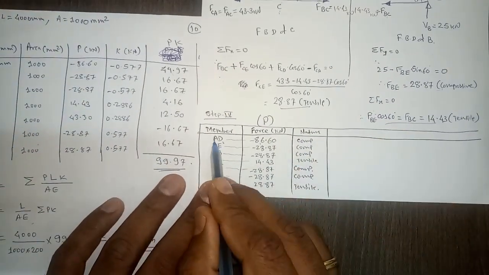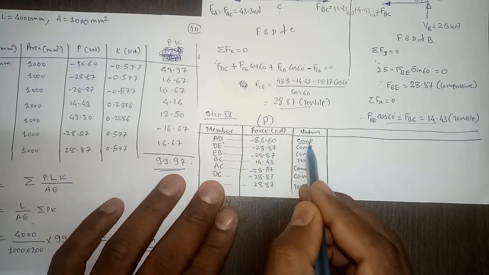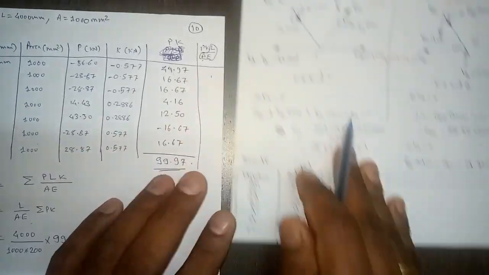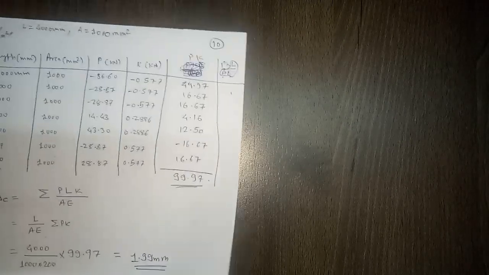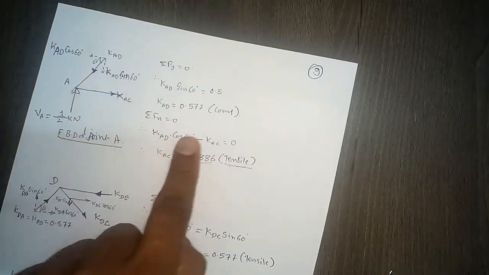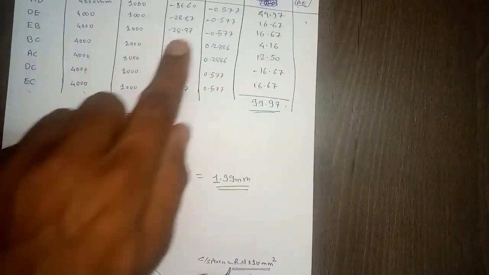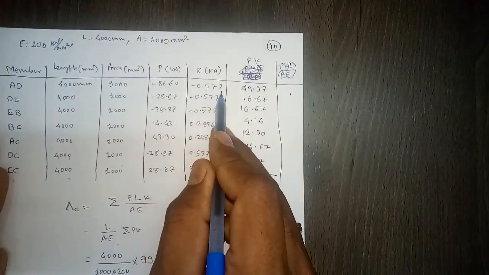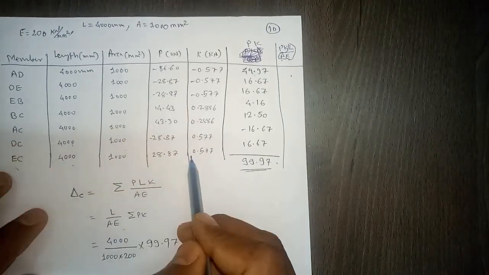So for AD we got 86.6 compressive. Compressive, that's how the negative sign is coming. Similarly, when we applied the unit load, that time also we got a minus value. Here we got a minus value, compressive force. Since it is compressive, that's how we are writing minus 0.577.